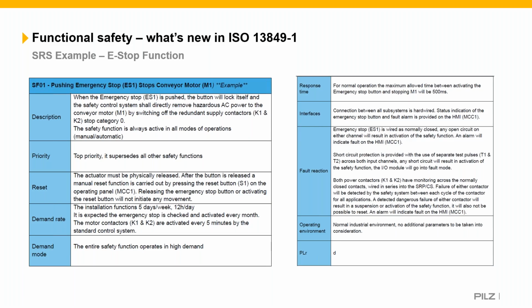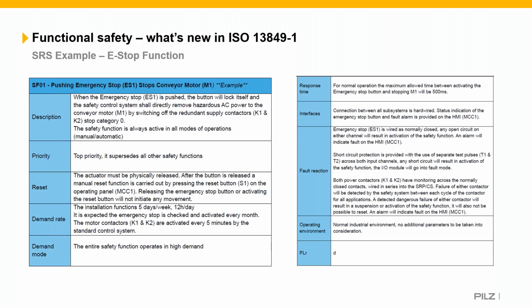The demand mode, so the entire safety function operates in a high demand. And then there's information again around response time, so it'll be 500 milliseconds. There's interfaces, so connection between subsystems is hardwired, status indication of the emergency stop button and fault alarm is provided on an HMI. Then fault reactions, so it's normally closed. Any open circuit on either channel will result in the activation of the safety function.